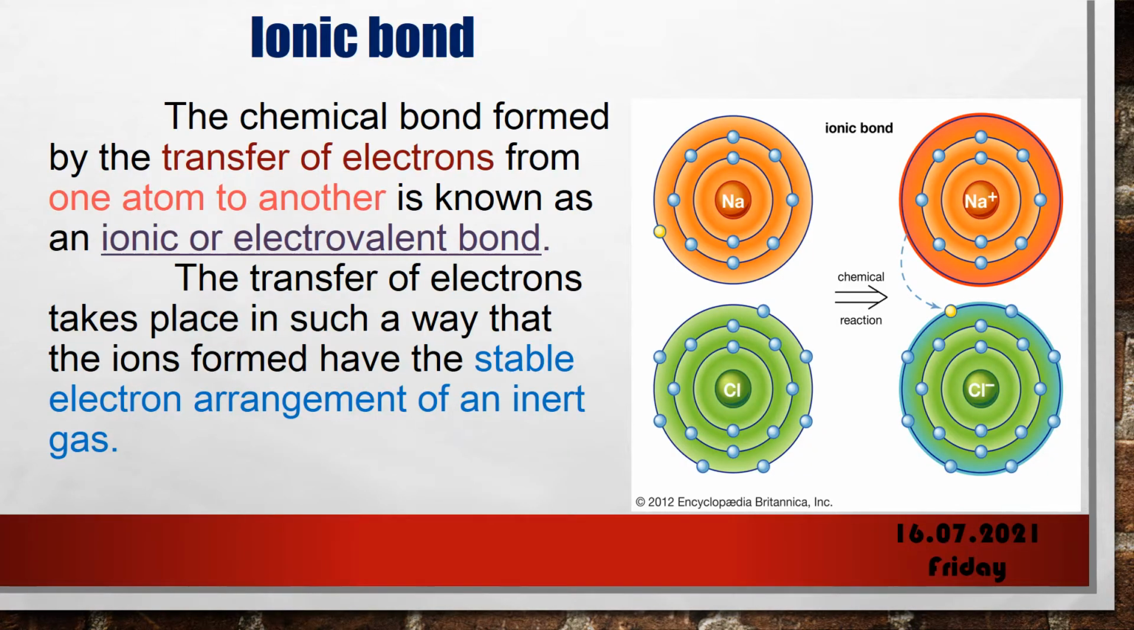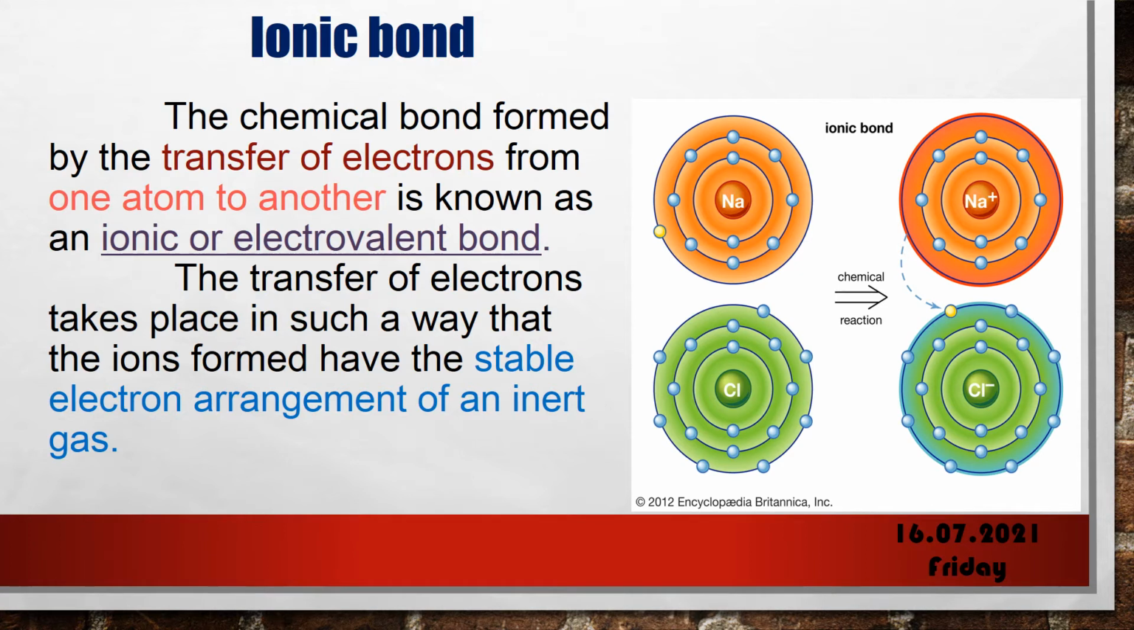Then what is meant by ionic bond? The chemical bond formed by the transfer of electrons from one atom to another is known as an ionic bond or electrovalent bond. See here, sodium and chlorine. This sodium and chlorine react in a chemical reaction, and there is a transfer of electrons.